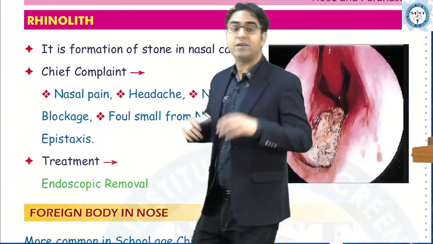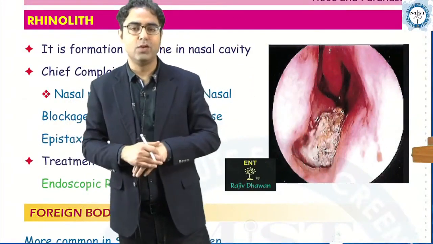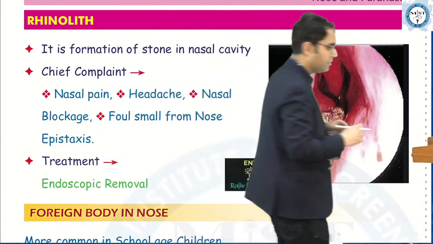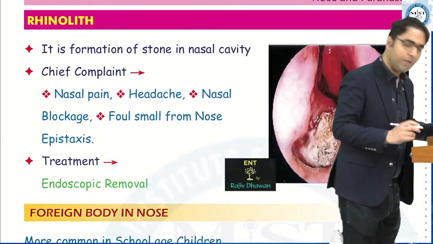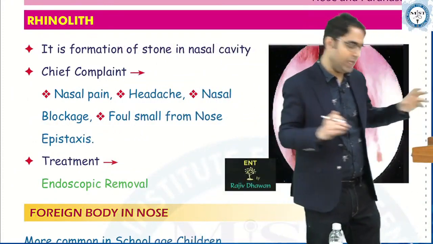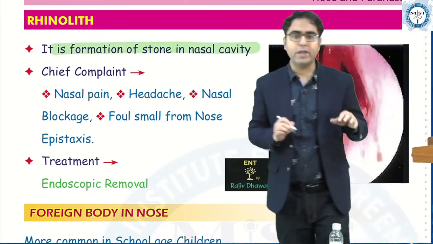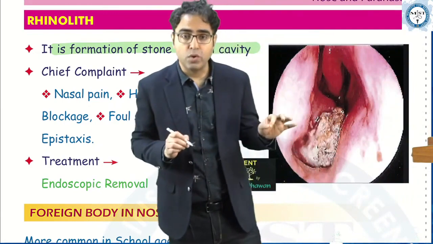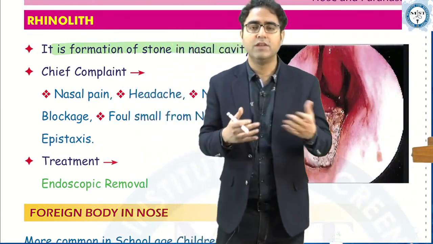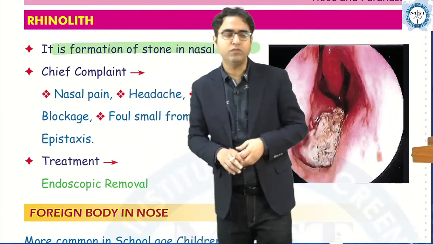Now the next one is rhinolith. Rhinolith, beta, is the formation of stone in the nasal cavity. What is lith? Lith is stone, beta. Formation of stone in the nasal cavity.